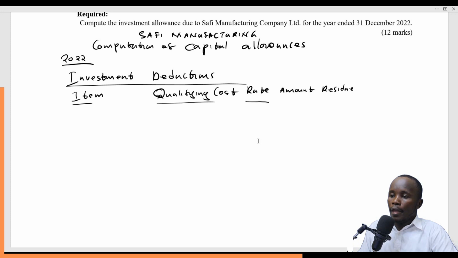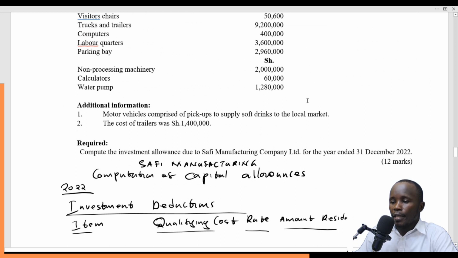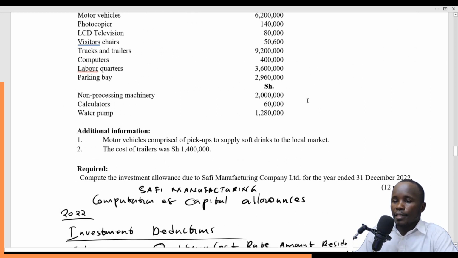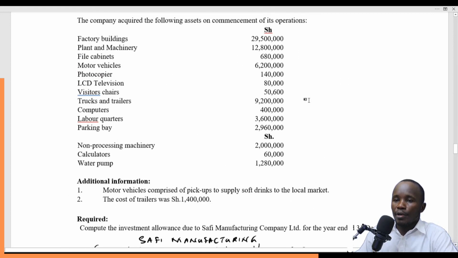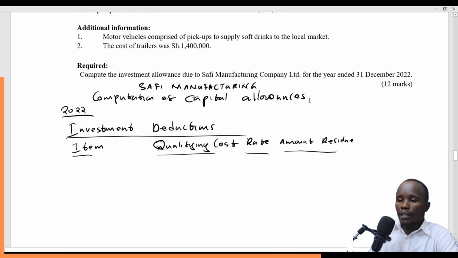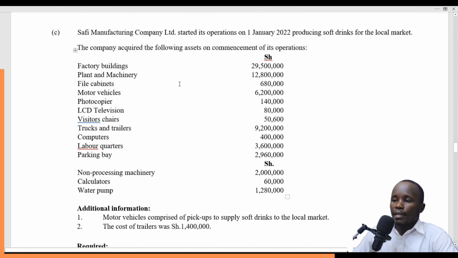Now, when you're talking about capital allowances, you're talking about allowances given to those investments that take long before they start operations. In this case, they should be investments for the purpose of manufacturing. The first one we have here is factory building, and the qualifying cost is 29,500,000. Then we have plant and machinery.